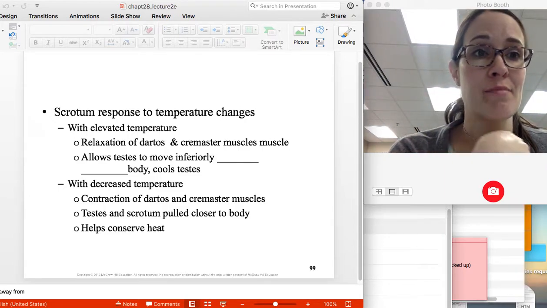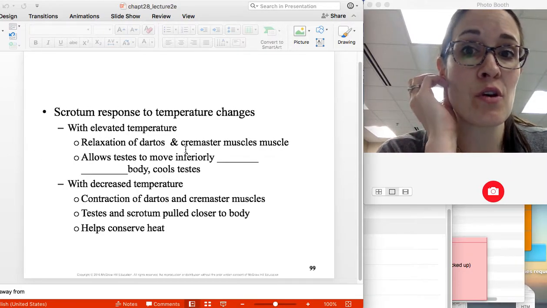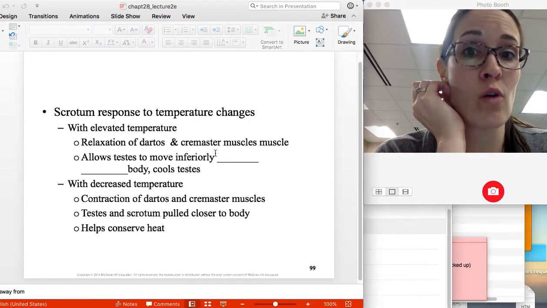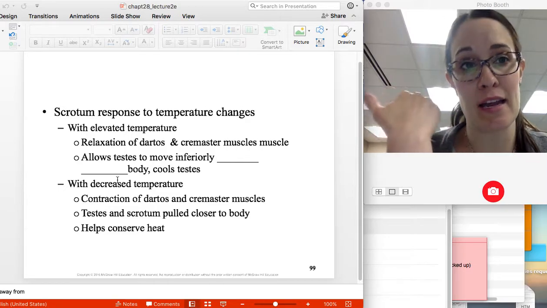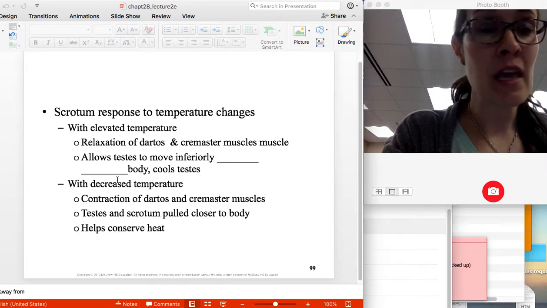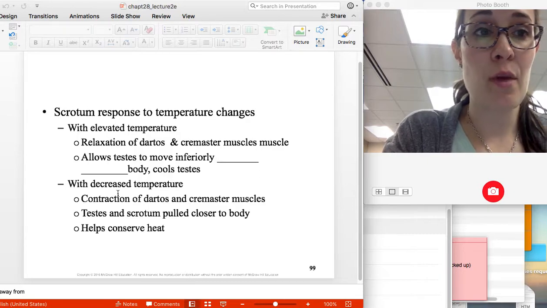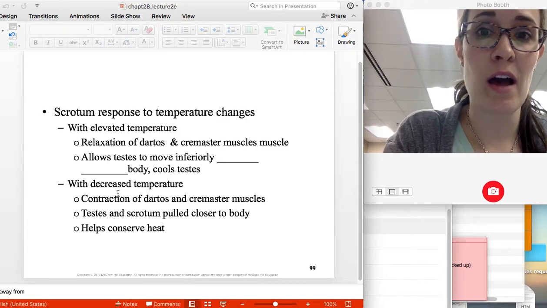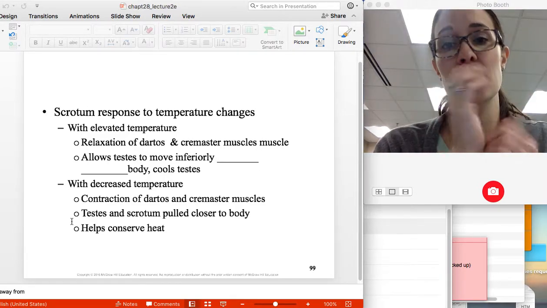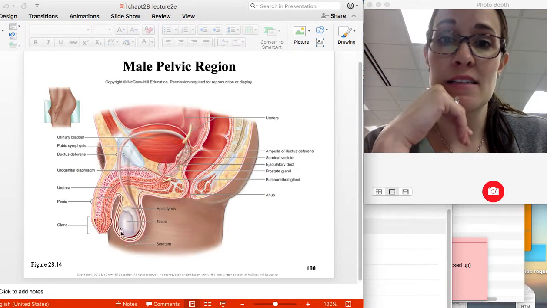So with elevated temperature, what will happen is the dartos and the cremaster muscles will relax, and this will allow the testes to move inferiorly, or away from, that's what fills in the blank, the body. So they drop lower if it's warmer. The opposite of that, if it's cooler, with decreased temperature, the testes will need to warm up. So that's when the dartos and cremaster muscles contract to move the testes closer to the body to conserve heat.